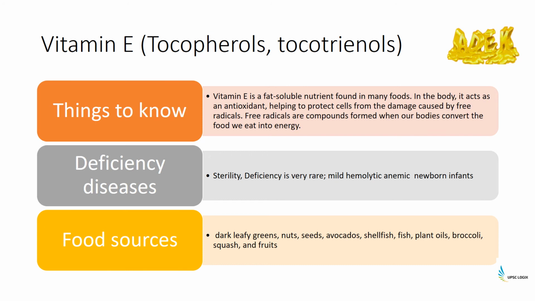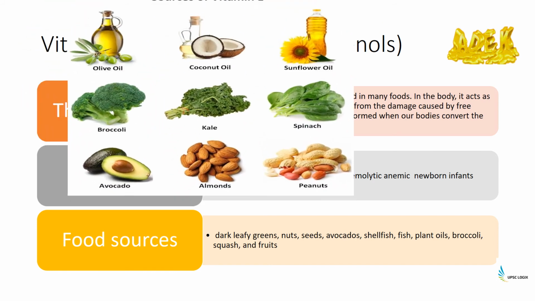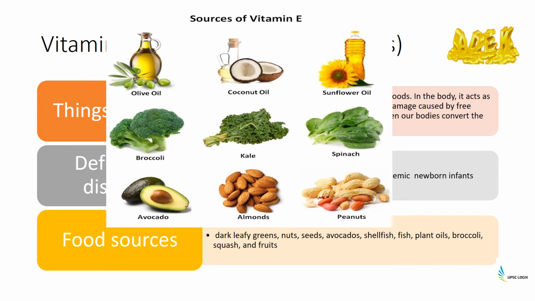The deficiency diseases are sterility, and this deficiency is extremely rare, and mild hemolytic anemia in newborn infants, which is another condition caused due to deficiency of vitamin E. The good food sources are dark green leafy vegetables, nuts, seeds, avocados, shellfish, fish, plant oils, broccoli, squash, fruits, etc. Besides that, coconut oil, sunflower oil, olive oil, broccoli, kale, spinach are all good sources of vitamin E.